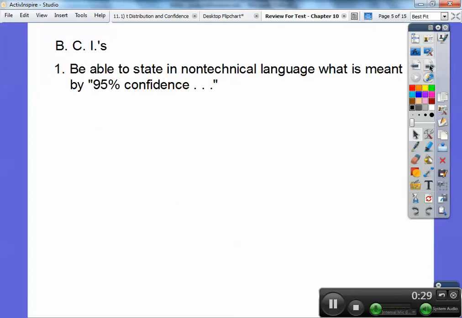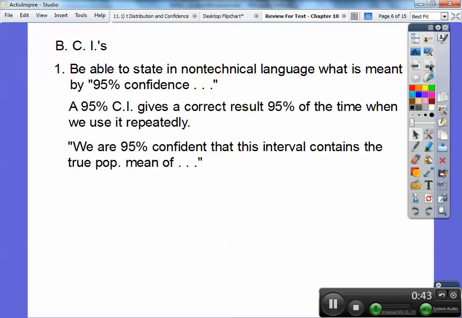Confidence intervals. Be able to state in non-technical language what is meant by 95% confidence. So be able to state it using your common sense. Try to speak English so you can tell the readers what you know, what you're reading, and what you're calculating. A 95% confidence interval gives a correct result 95% of the time when we use it repeatedly. So you'd say something like this: we are 95% confident that the interval contains the true population mean of whatever, widgets or whatever the study is on.